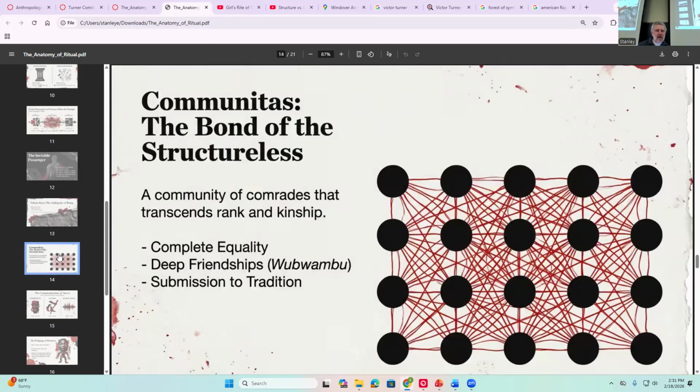And he's really interested in this idea of communitas, which arises during this time, which he says is the bond of structurelessness within a ritual. How can you have a bond of structurelessness? Isn't that kind of contradictory? Not exactly.